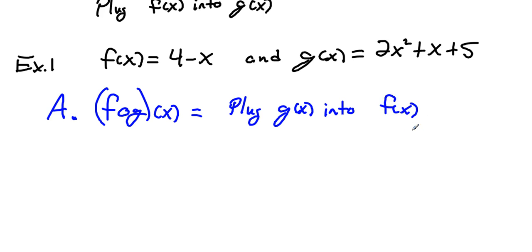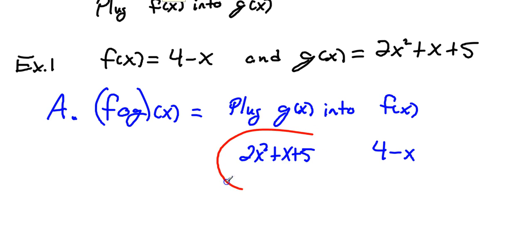For me to get through this one, I actually wrote out that sentence so I could see it, and then from there I just wrote down what the functions were. This is 2x squared plus x plus 5, which is my g of x, and that's got to go into 4 minus x. So this whole thing goes in for x.